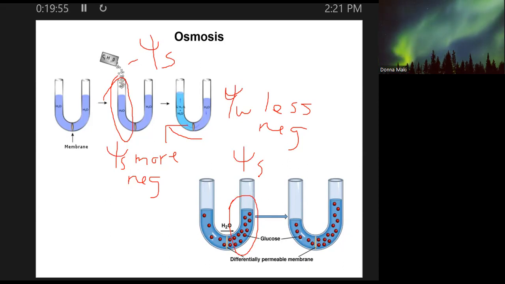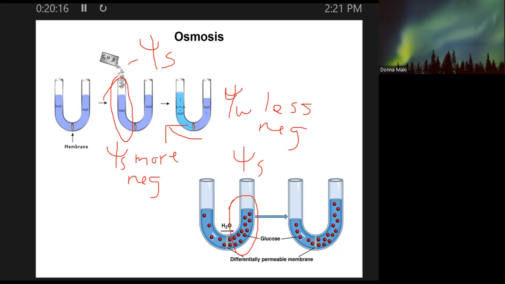So as long as you keep that in mind, anytime you dissolve anything into water, you have a psi sub S and it's negative. It's going to be some negative value. And then that will impact your overall water potential. It'll start driving your overall water potential to be more negative. And then that will help you figure out how water is going to move.